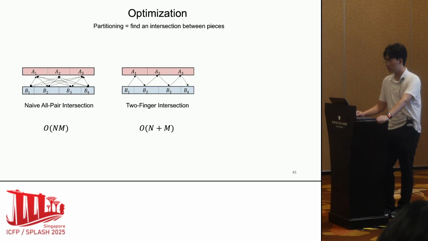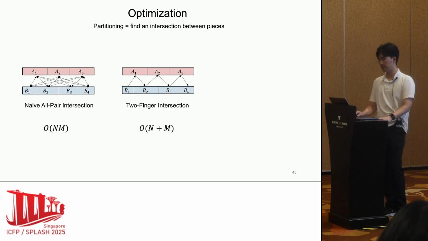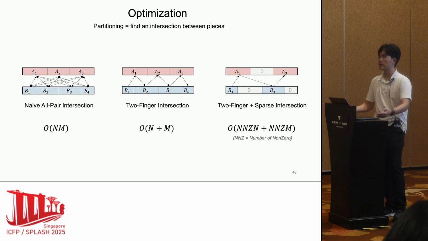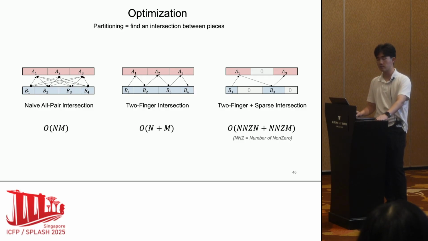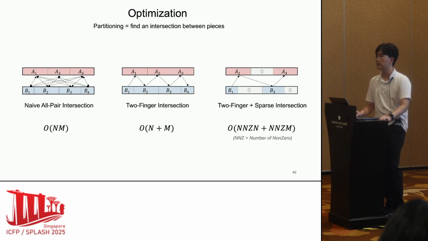So we can use a 2-finger merge technique. By walking through the pieces in sorted order, we can avoid unnecessary comparison, and the algorithm now becomes linear. And what we found was, in reality, a lot of piecewise tensors have a large amount of 0 pieces. So by skipping those with a sparse intersection approach, we can avoid doing wasted work. And now this makes the complexity depend only on the number of non-zero pieces instead of the full sizes.